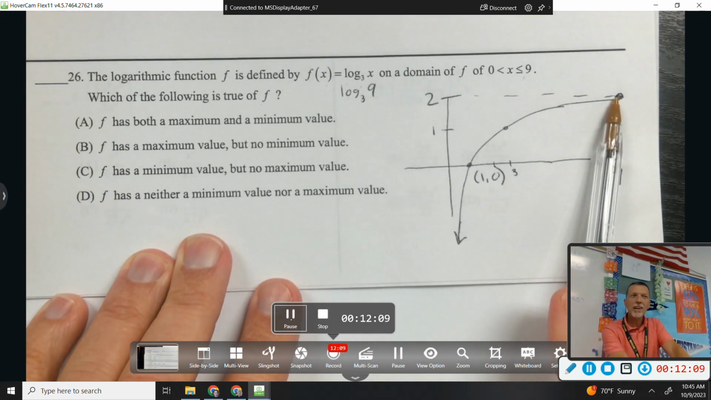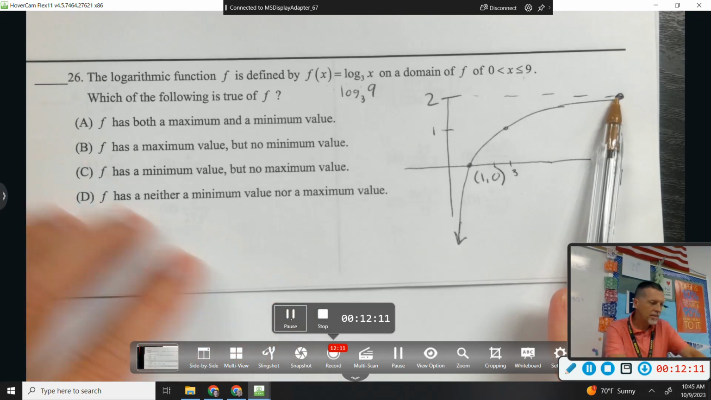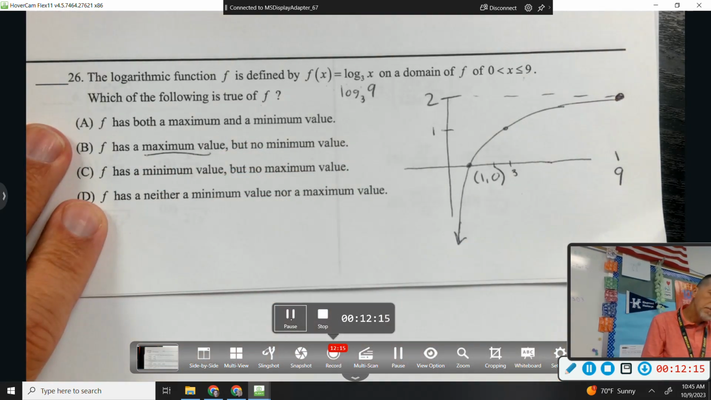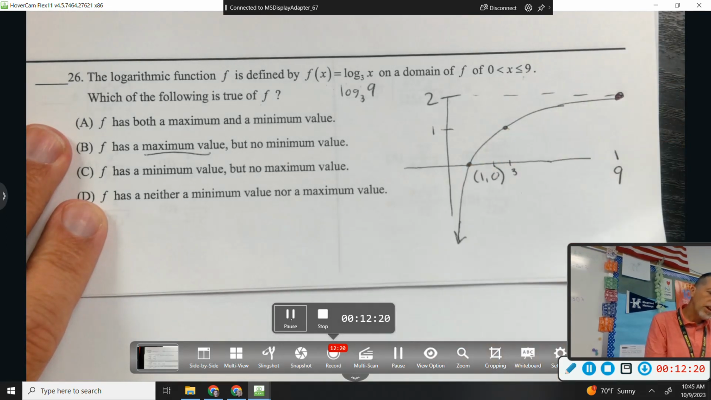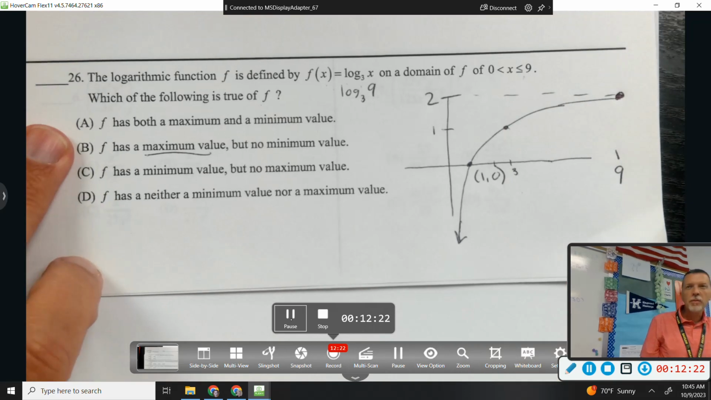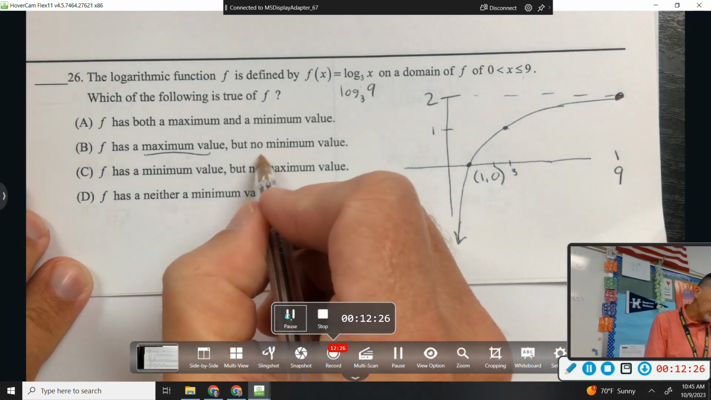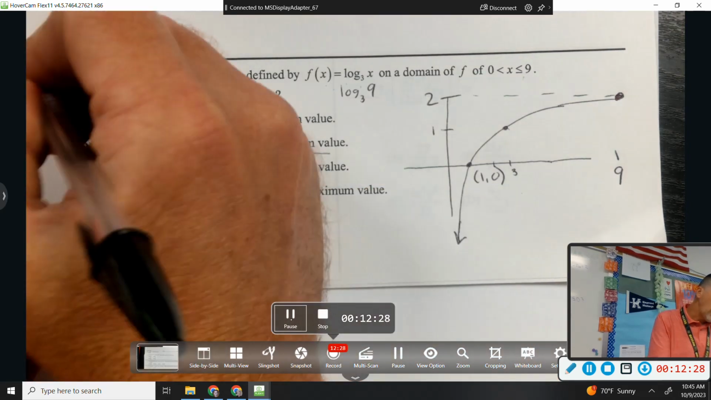So it does have a maximum. It stops there. It has a maximum, yes. There's not a hole anywhere. Does this thing have a minimum? No, because it just goes forever. So no minimum. So the answer choice is B.